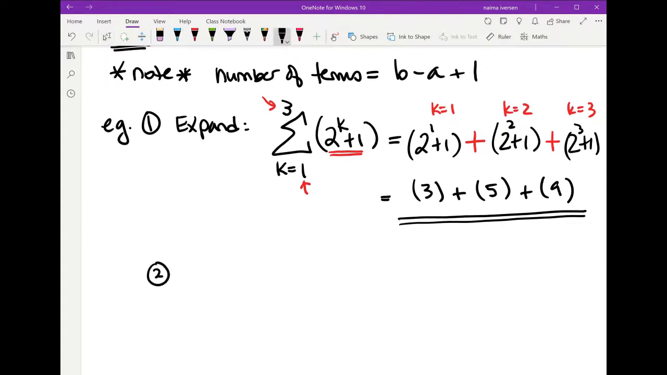Okay, so the second type of question that you might want to do is a question that just says simplify.